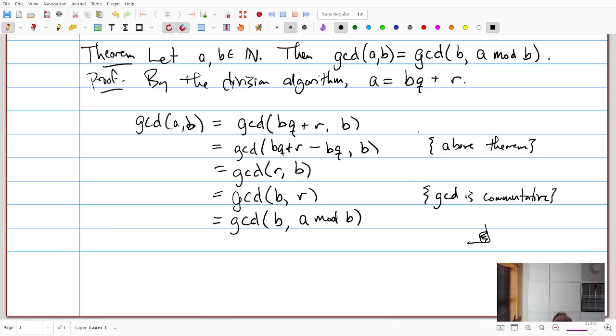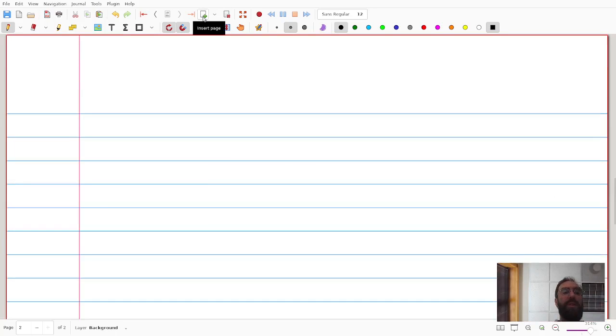Now, we need to say what happens when we get to 0. Well, what's the greatest common divisor of A and 0? It's A. Right, exactly. So that's easy. That's our base case. So let's open the page.